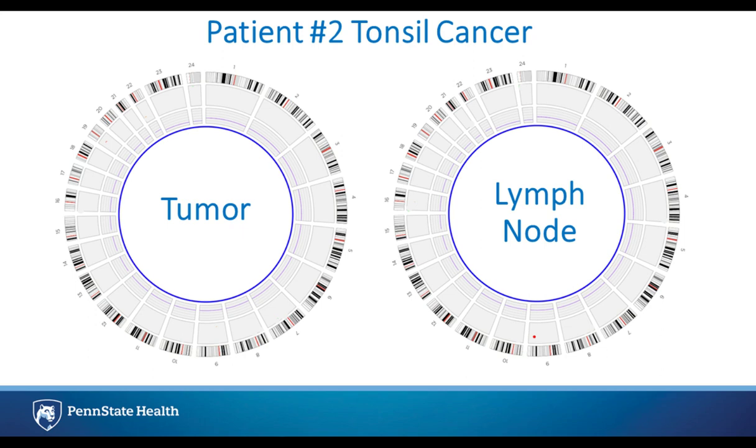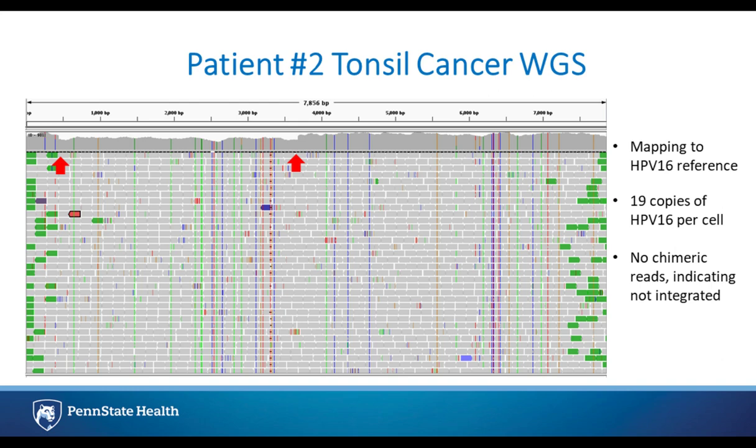This is a second patient with tonsil cancer. And for this one, we have both tumor and lymph node isolated. And for the Bionano, strikingly, there's essentially no structural variants that are detected. So we go to the whole genome sequencing. This one, in fact, maps to the HPV-16 reference. And we can note that there's 19 copies of the virus per cell, but there are no chimeric reads, indicating that the virus is not integrated in the sample.